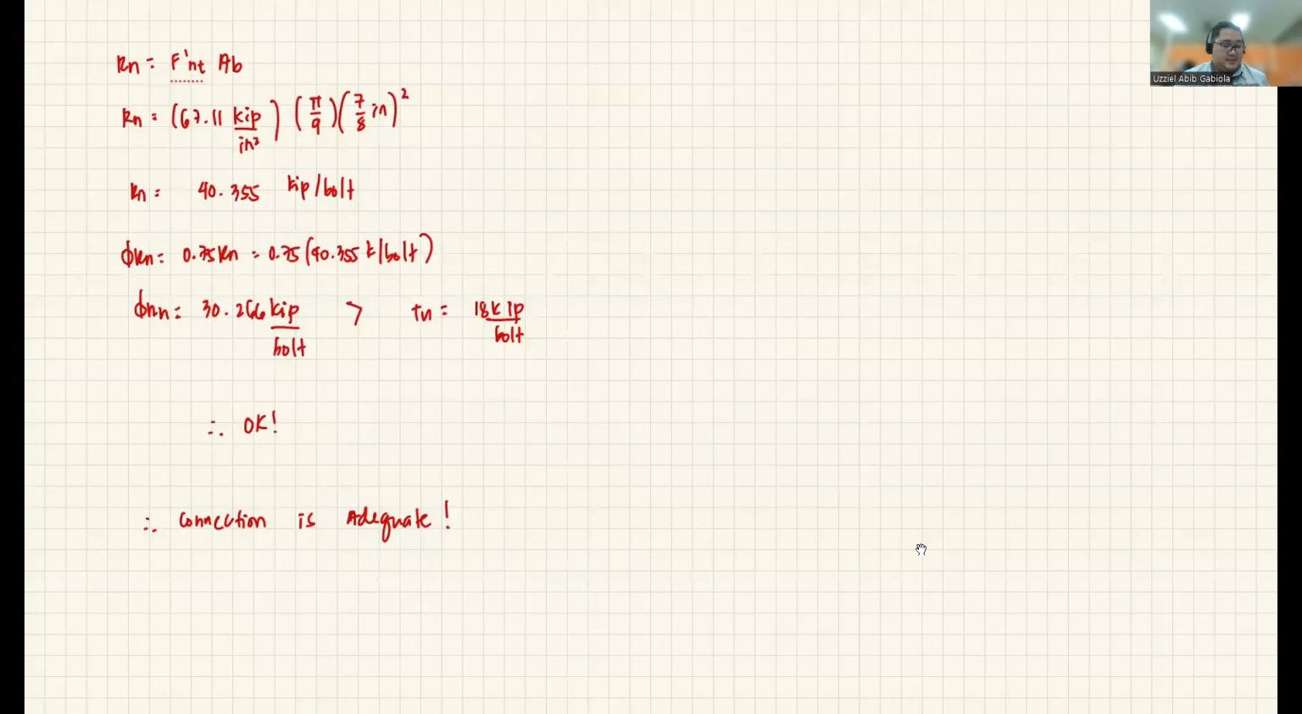Question pa? Hindi na bumabalik dun sa slide, ano? Pero kapag po ba nag-fail na po agad dun sa isa, example po, tensile po or shear, may conclusion na po ba nun? Hindi adequate yung connection mo.